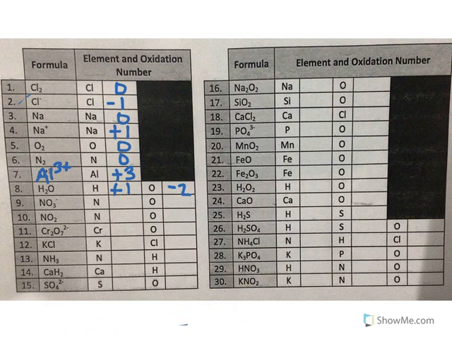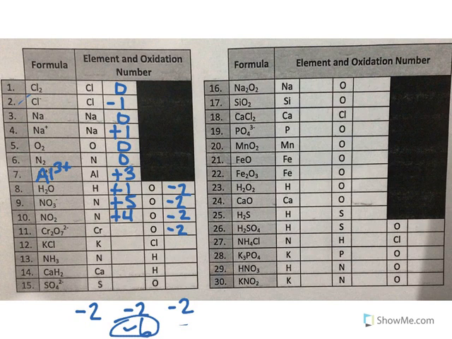On number 9, we have NO3 with a 1- charge. We know that oxygen from our rules is -2, so that's 3 -2s for a total of -6. However, they have to equal a -1 because of the 1- charge of this. So what number plus -6 equals -1? Well, that means this nitrogen would be +5. On number 10, it's very similar. Oxygen's number -2, and since there's 2 oxygens here, that's a total of -4 from the oxygens. So the nitrogen must be +4.